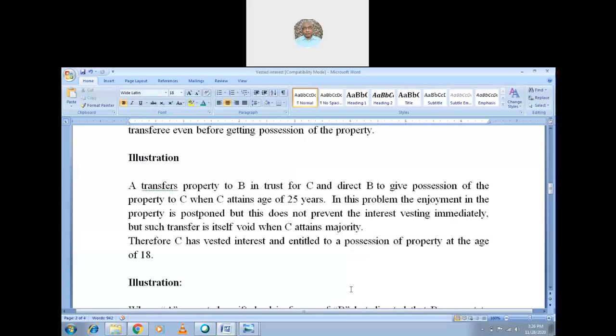So this is one case law where we can say that if we keep the limit of enjoyment of the property beyond 18 years, such a transfer is void from the beginning, because the enjoyment will come only after 18 years, when C becomes a major. That's the point. Any doubt? Yes, you can ask me. If there is no doubt, you can say so, sir, and I can proceed. Anyone?